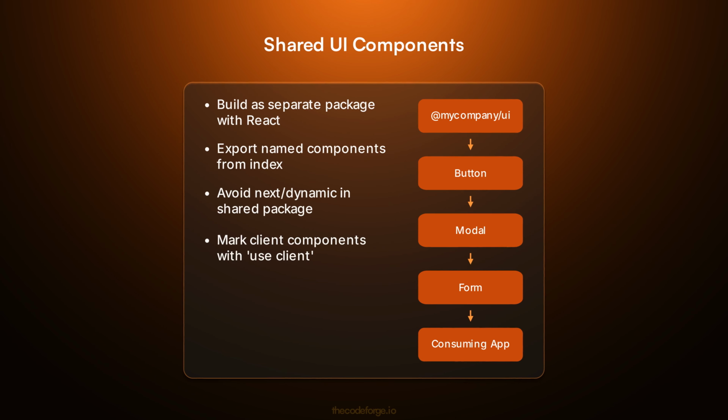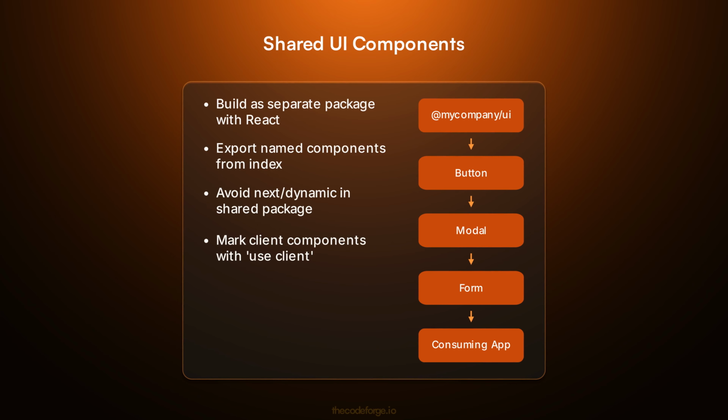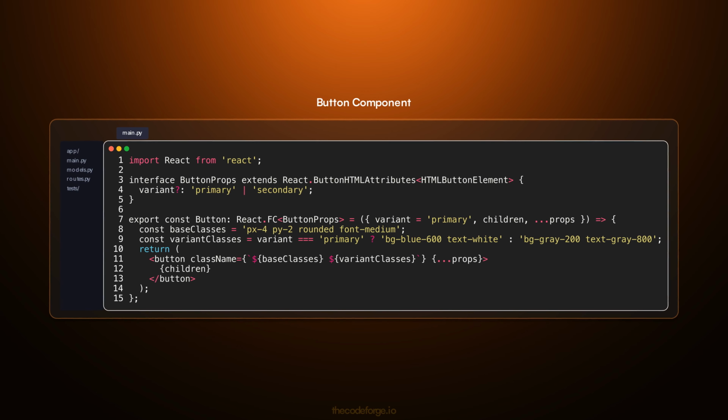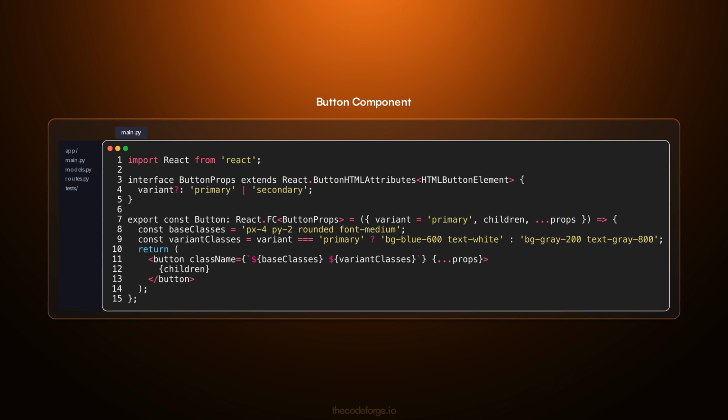Shared UI components should be built as a separate package using React and TypeScript. Export components as named exports from an index file. Use next/dynamic for code splitting in apps, but avoid it in the shared package to keep bundle optimization at the app level. Here's a simple button component. It accepts a variant prop and applies appropriate classes. If this component used hooks or event handlers, it would need a use client directive.